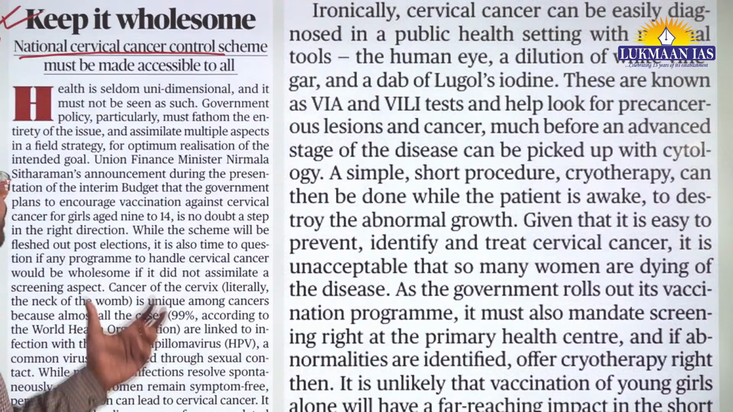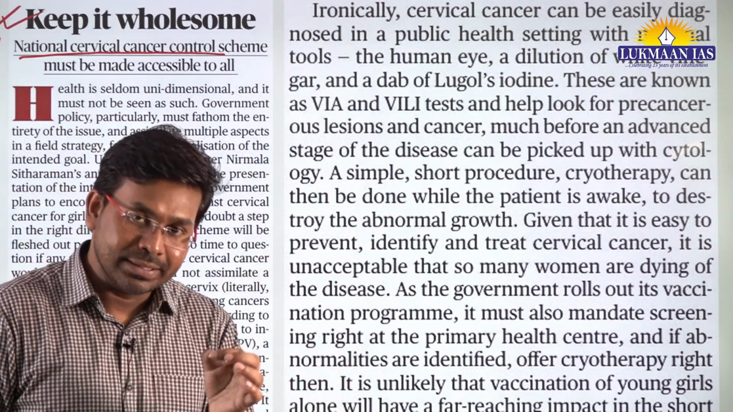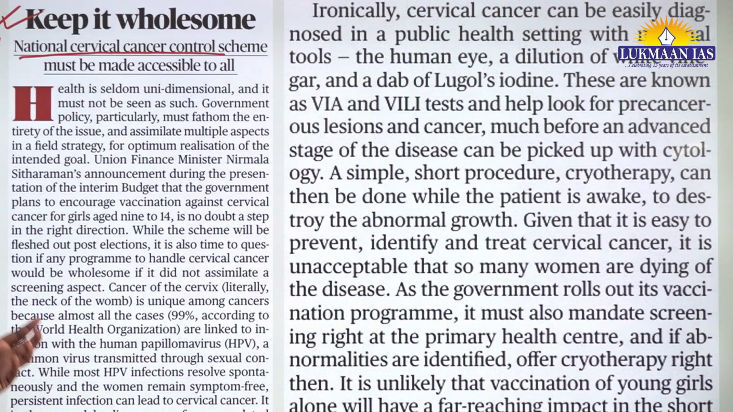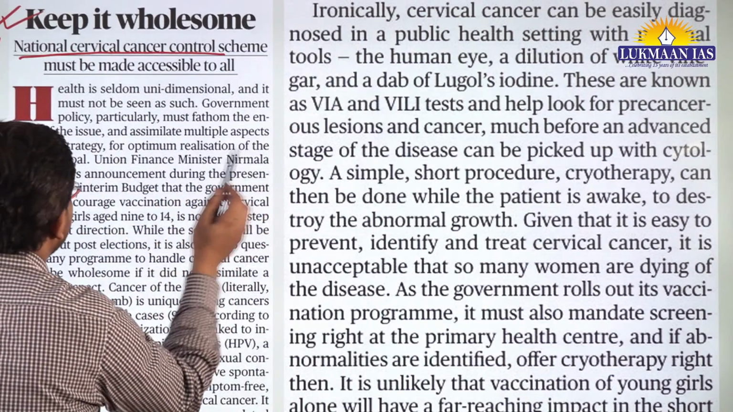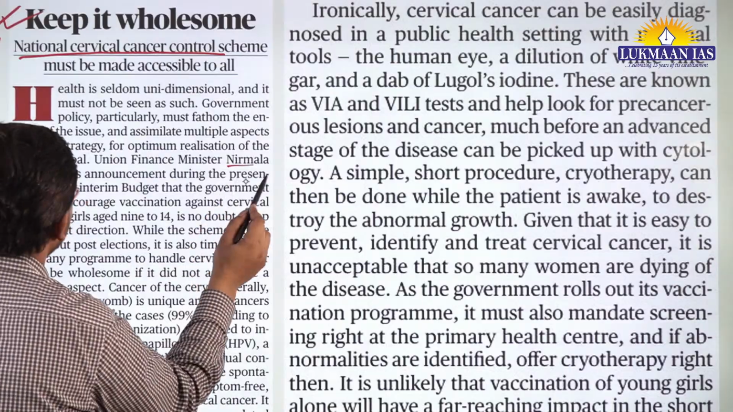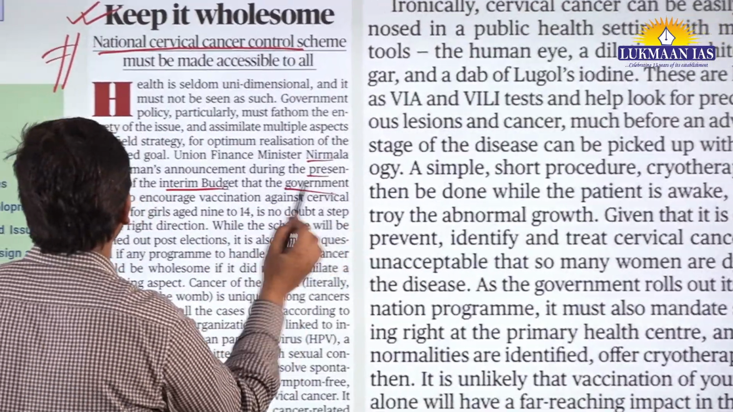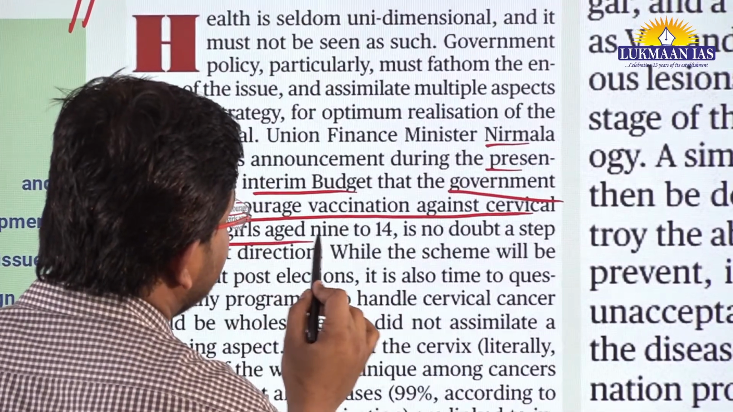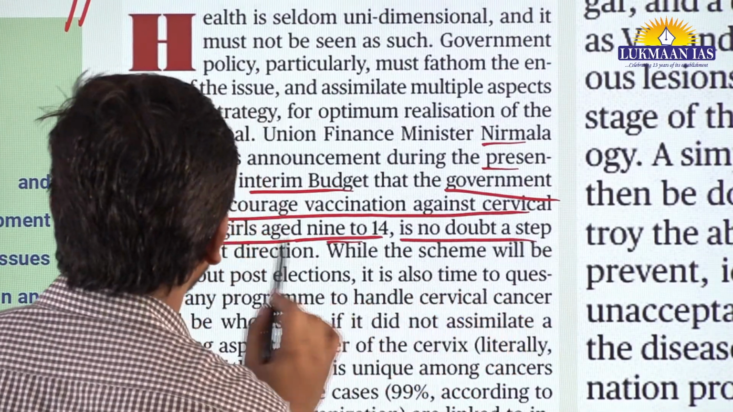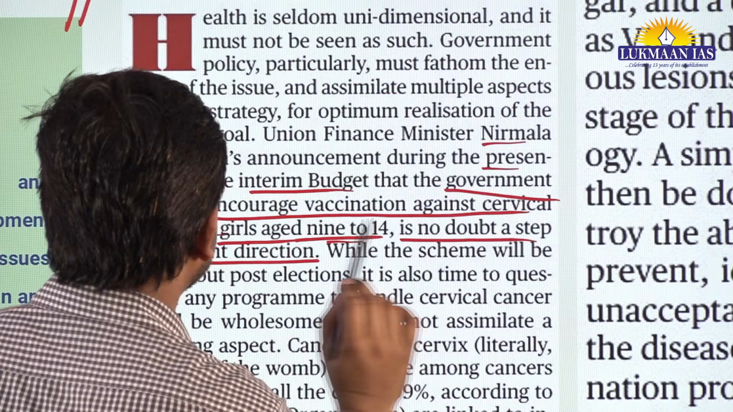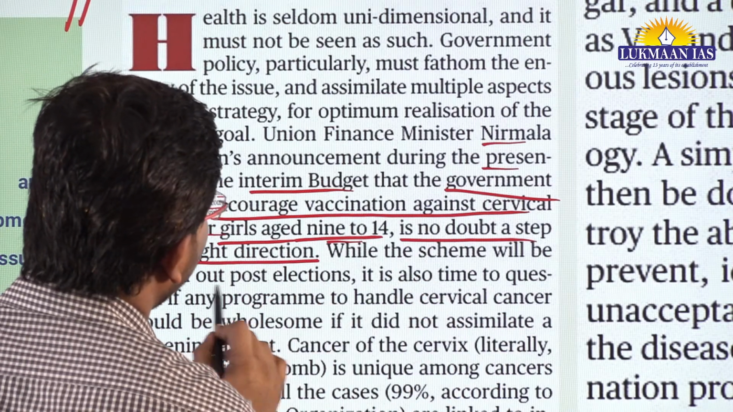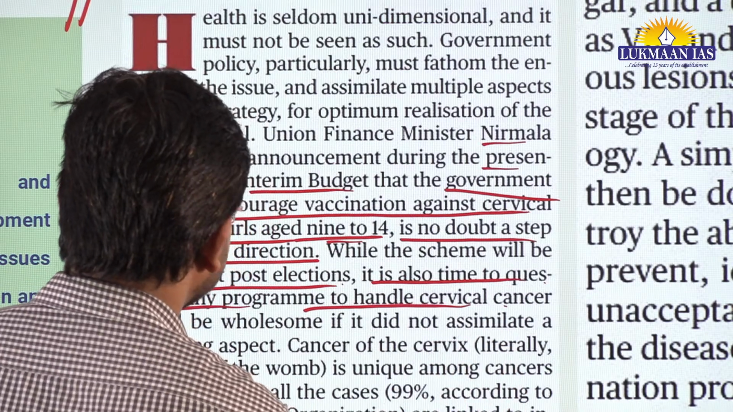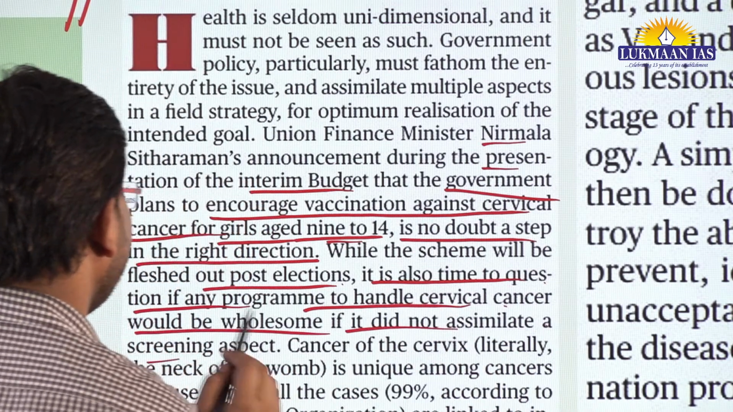So basically why we are talking about this scheme is because recently the Finance Minister of India has announced something related to it. The Union Finance Minister Nirmala Sitharaman announced during the presentation of the interim budget that the government's plan to encourage vaccination against cervical cancer for girls aged 9 to 14 is no doubt a step in the right direction. While this scheme will be fleshed out post-election, it is also time to question if any program to handle cervical cancer would be wholesome if it did not assimilate.